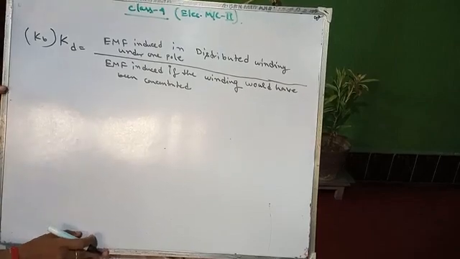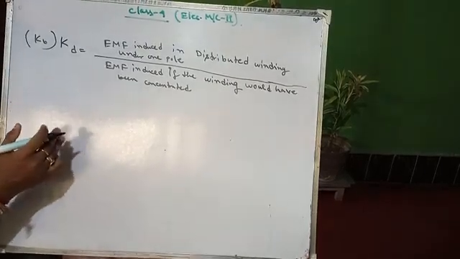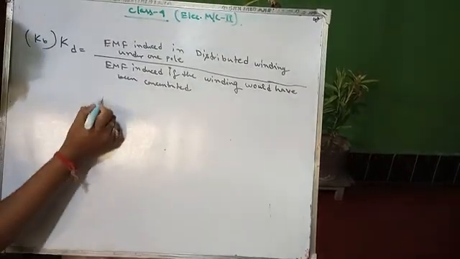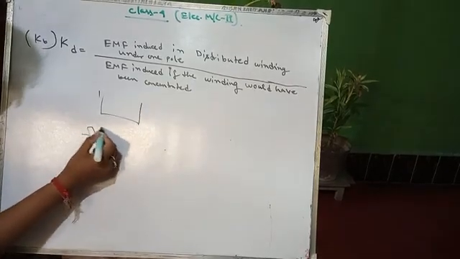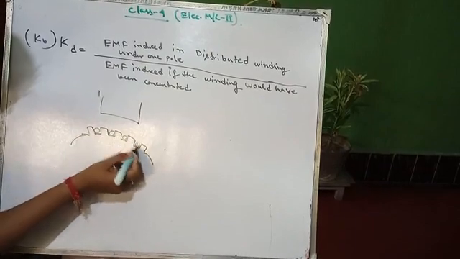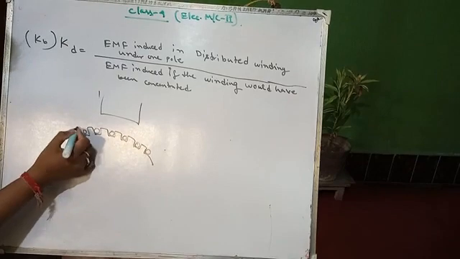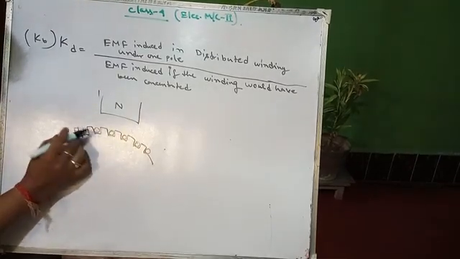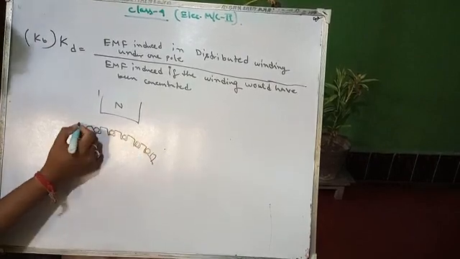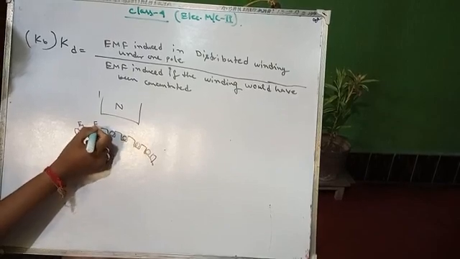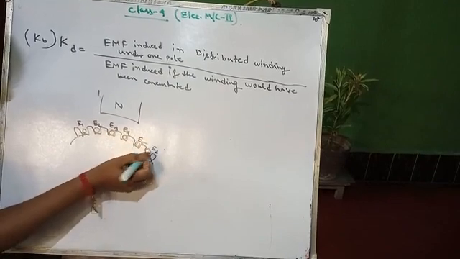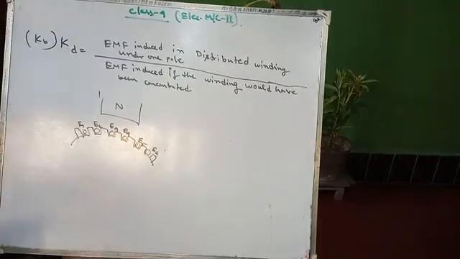distributed winding, what happens? A total resultant winding is classified into several categories. Last day I discussed that under a north pole there are several slots. Suppose there are 6 slots under this north pole, 1 2 3 4 5 6. Suppose in this slot you have E1, in this slot E2, in this slot E3, in this slot E4, E5, E6, the EMF induced.